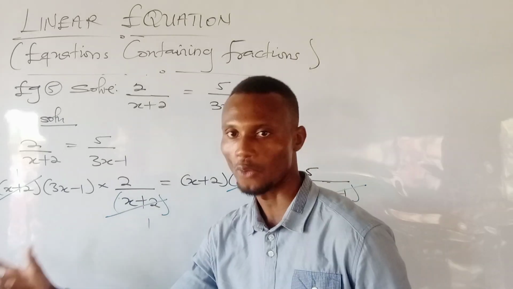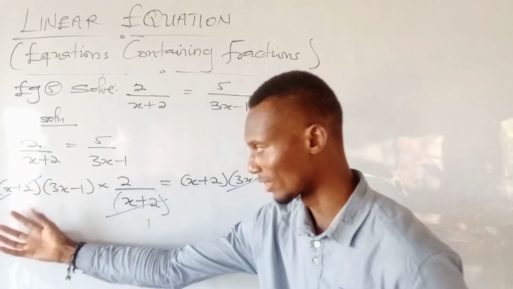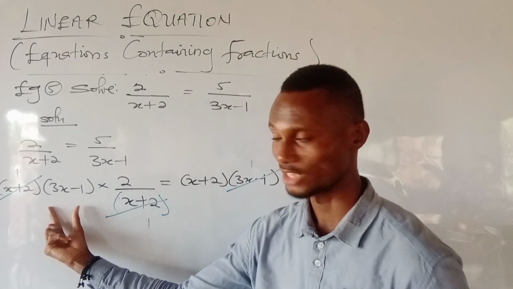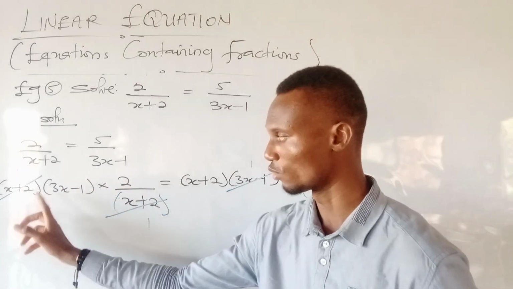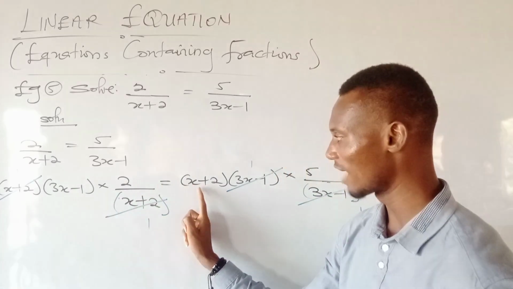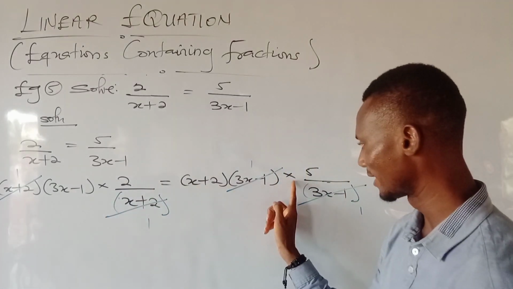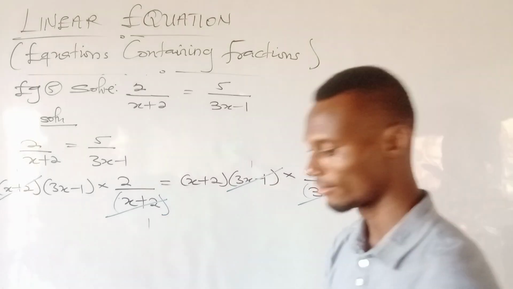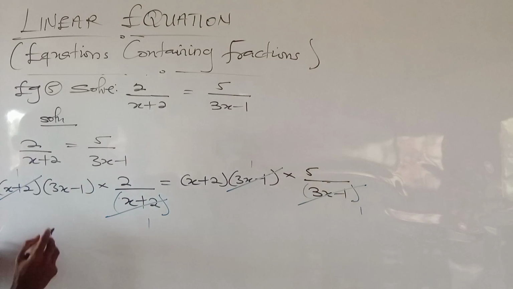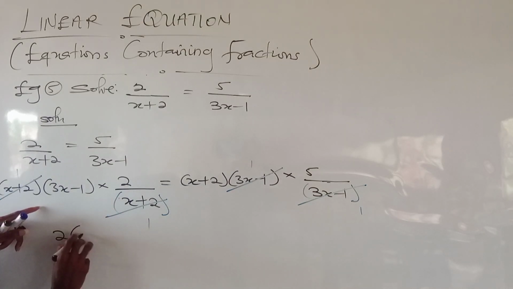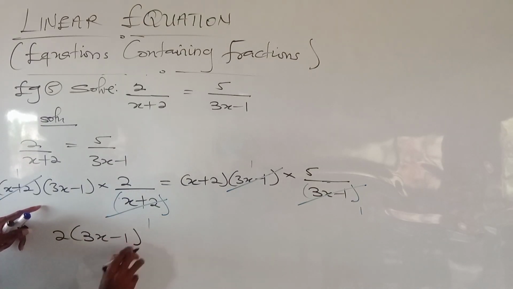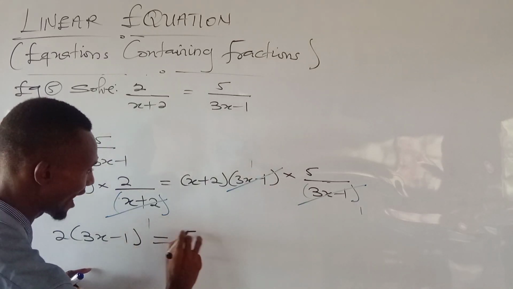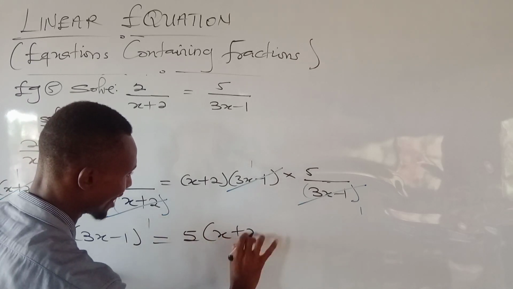Now from here you don't need to rush it, as I keep on telling you. Take your time and write what you have left. What you have left here is 3s minus 1, you bring the bracket, times the 2. So the 2 multiplies that bracket, equals, what we have left here is s plus 2, times the 5. The 5 will multiply that bracket. So let's write what we have left. I have 2 into brackets 3s minus 1, equals the 5 into bracket s plus 2.